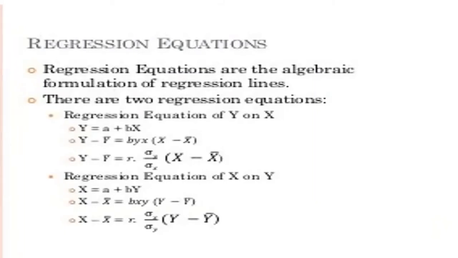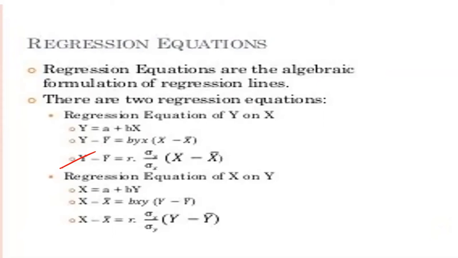So here these equations are given in another form. In case of y on x, it will be a plus bx. a is equal to y bar minus b x bar. The same is there, there is no difference. Only the difference here is main: that is y minus y bar.